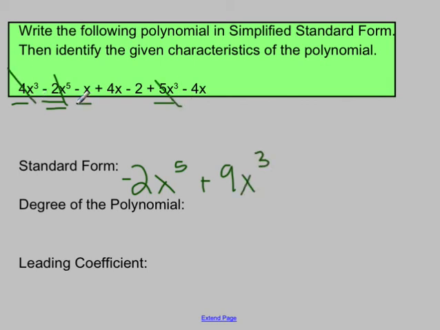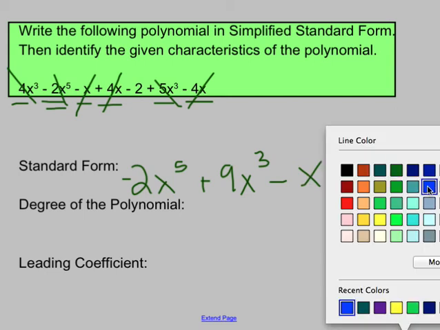Then I have negative x minus 4x. Well, that's just going to give me negative 5x. So I combined all my x terms. Again, I want those exponents going in descending order. And last but not least, my constant is minus 2.